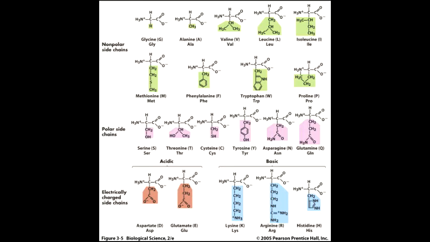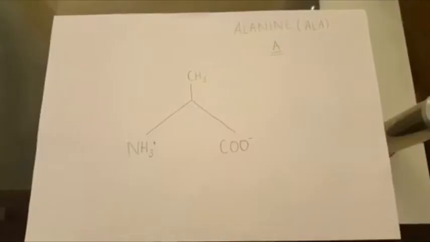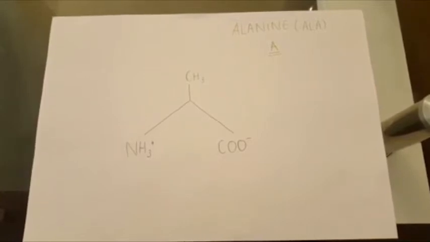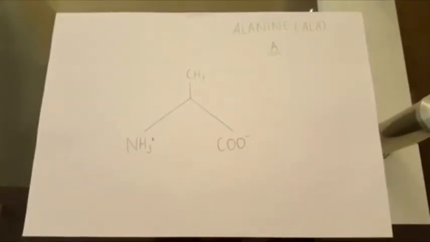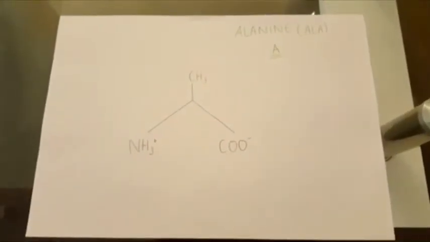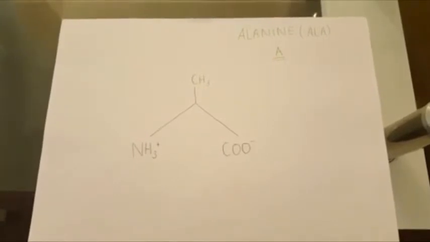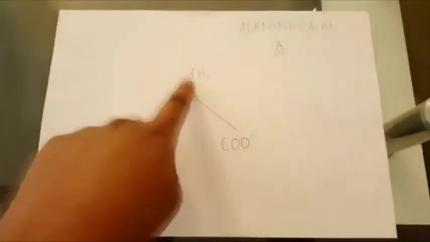An example of an amino acid with a sulfur side chain is cysteine. And this one is alanine, and the 3-letter abbreviation for this one is ALA. The 1-letter abbreviation is A. And this is the simplest out of all of the amino acids, seeing as all it has is a methyl group.